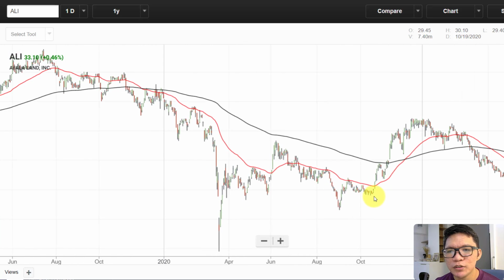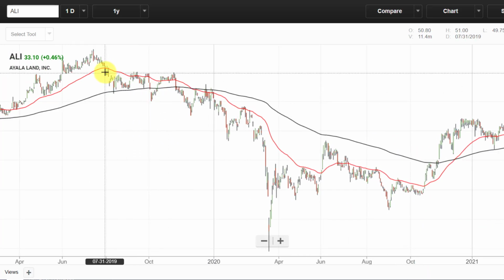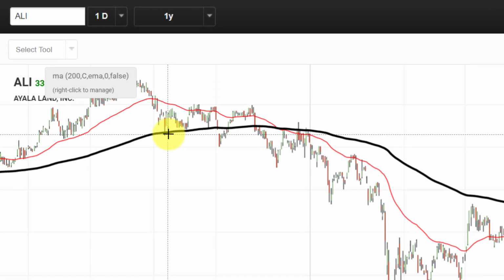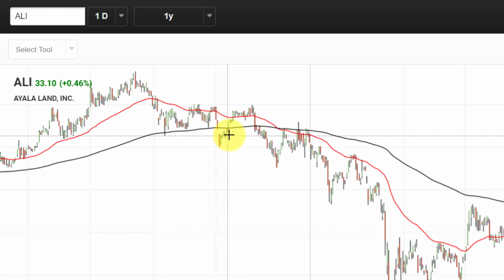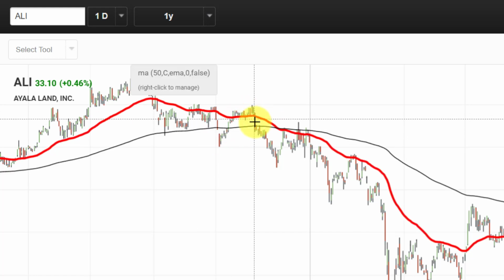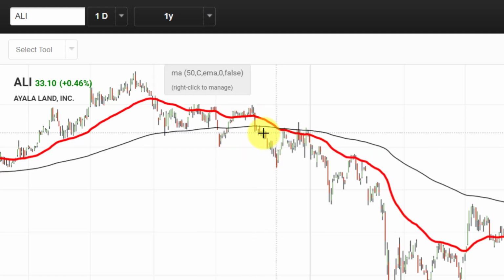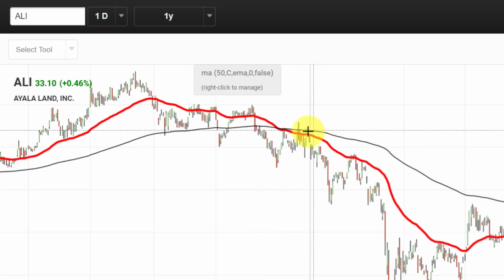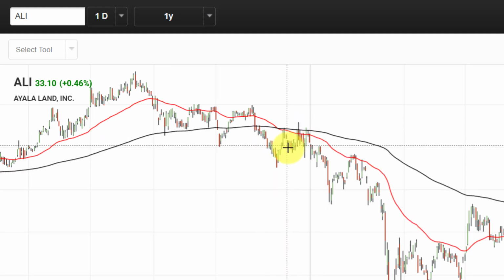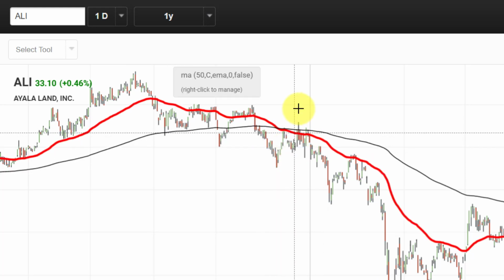Pero mas makikita natin dito sa daily. Halimbawa ito, yung stock price ni Ayala Land as of August 2019. Medyo lumalapit na siya dito sa 200-day EMA. Actually, nag-breach na siya dito, pero nag-retrace up pa siya and then nag-breach na siya. So, yung 200-day EMA naging resistance na siya, parang naging harang whenever the stock price wants to climb up.